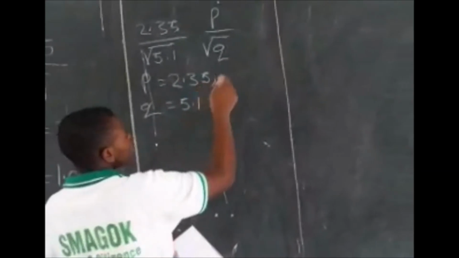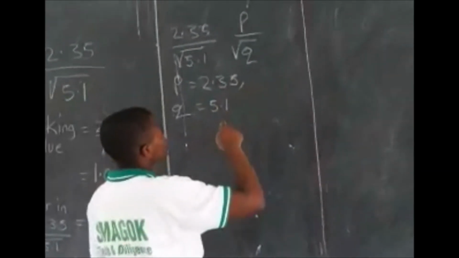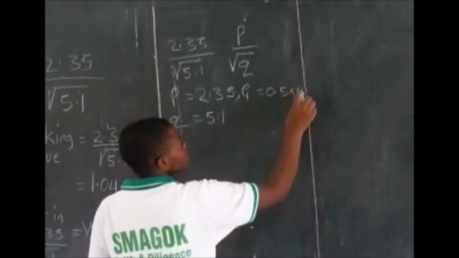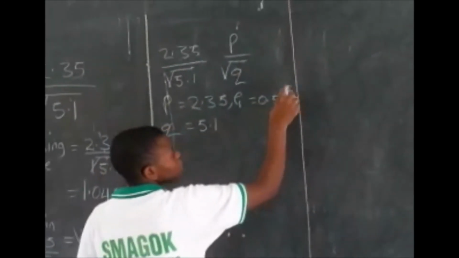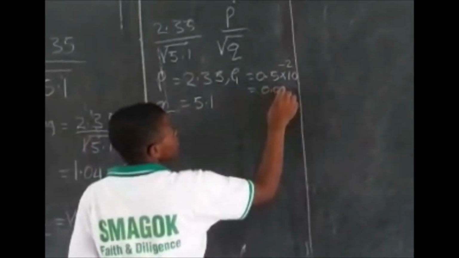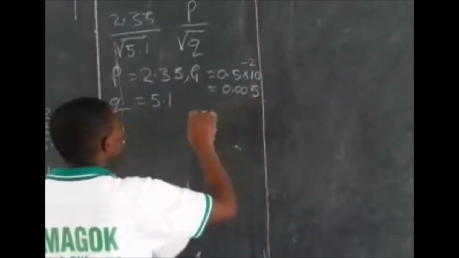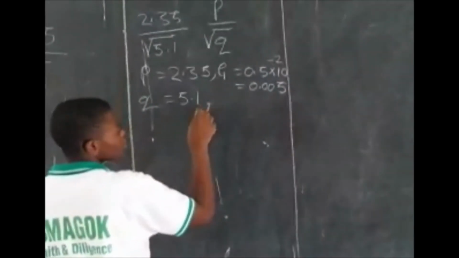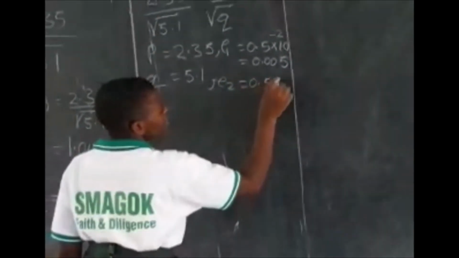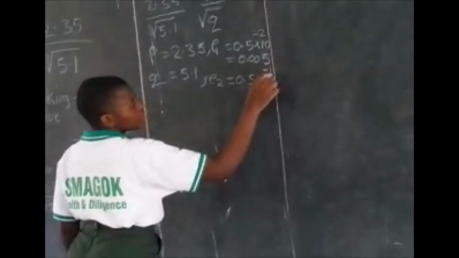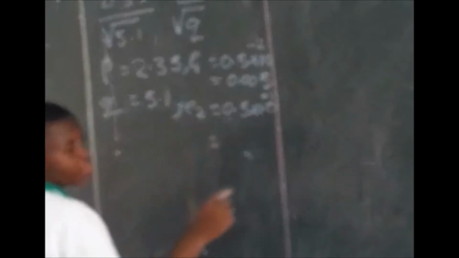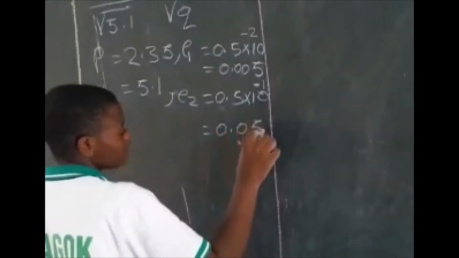So the error in 2.35 will be equal to the error in P, which is E1, and it is given by 0.5 times 10 to the power -2, where 2 is the number of decimal places in P, to give us 0.005. Also, the error in 5.1 will be equal to the error in Q, which is E2, and is given by 0.5 times 10 to the power -1, where 1 is the number of decimal places in 5.1, and this will give us 0.05.